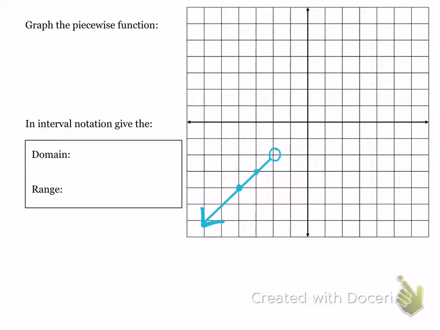In the middle, I have negative 2, negative 5 with a closed circle. I have negative 1, 0. I have 0, 3, 1, 4, and then I have 2, 3. All right, so this is my quadratic function.